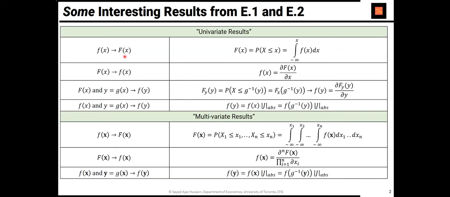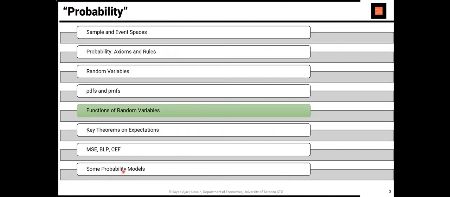PDF to CDF, CDF to PDF, given the CDF of x and y as a function of x, how to derive the PDF of y, given the PDF of x and y in terms of x, to find the PDF of y, and then the multivariate analogs of these results you see up here. You should definitely practice these.